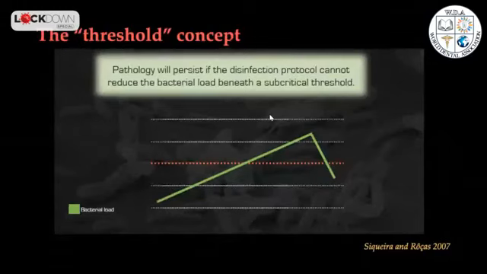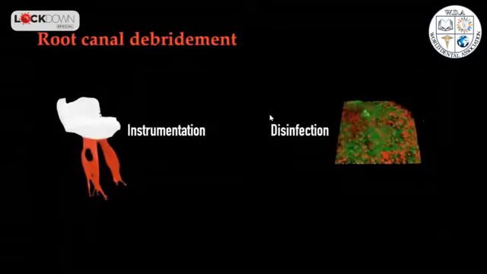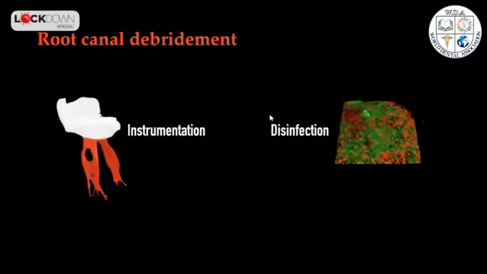Of course, it will vary with the patient's immunity, the anatomy, and a whole lot of factors, which is why it is important for us to strive towards achieving optimal disinfection, simply because we don't know at what threshold inside the root canal healing will start taking place. And we achieve this process of debridement by a combination of instrumentation and disinfection.